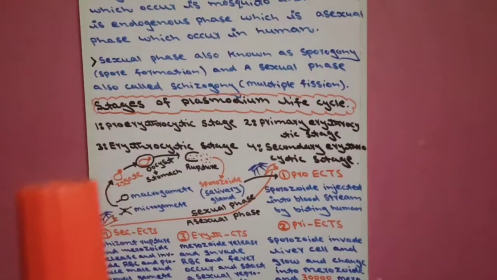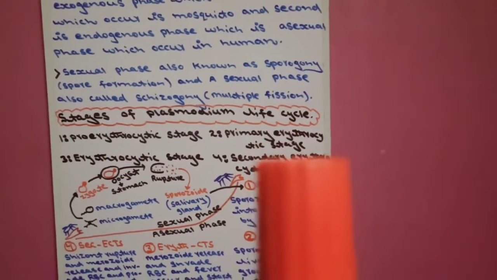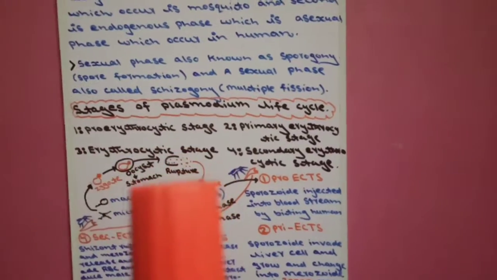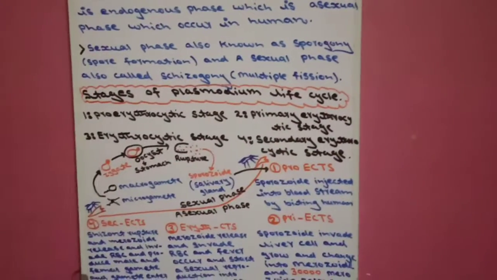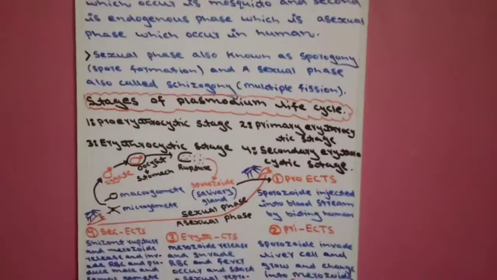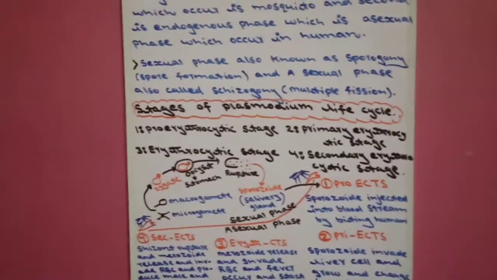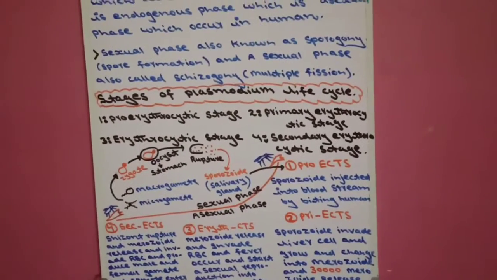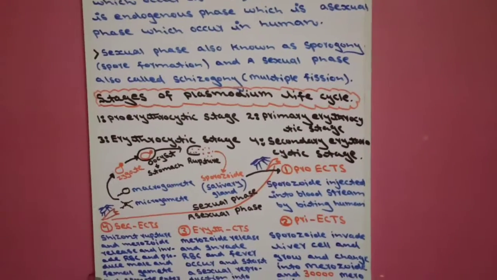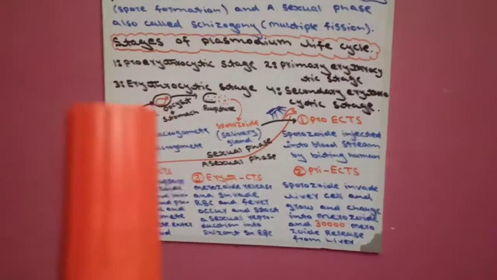First, the four stages of the asexual phase are: number one, pro-erythrocytic stage; second, primary erythrocytic stage; third, erythrocytic stage; and fourth, secondary erythrocytic stage. The first is the pro-erythrocytic stage. Pro means first, before. Erythrocytic means RBC, meaning this stage is before invasion of RBC. Second is the primary erythrocytic stage. Primary means initially. In the primary erythrocytic stage, there is a preparation of Plasmodium in the liver cell to attack the RBC.